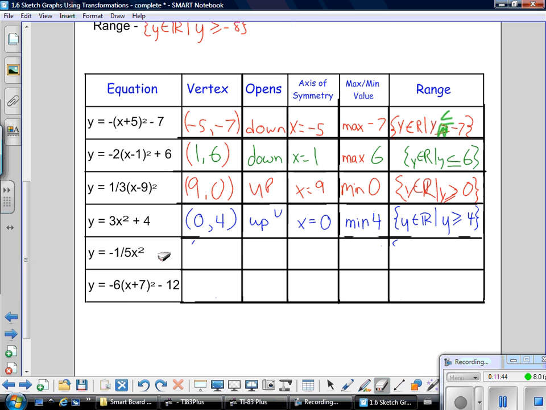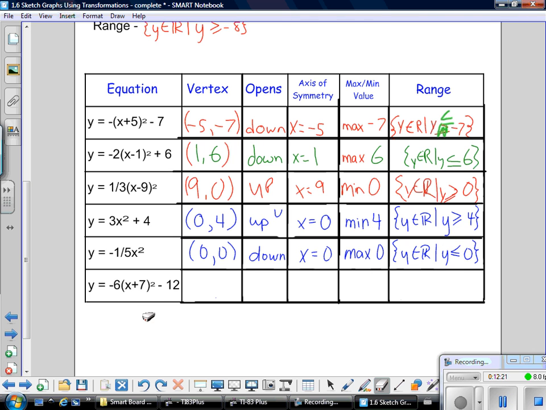The last two here, let's look at this. -1/5 x squared. So I have nothing in with the x. I have nothing added or subtracted, so my vertex is 0, 0. It opens down because the a is negative. Axis of symmetry is 0, which is the x coordinate. Because it opens down, it has a maximum value of 0. And the range, y is a set of real numbers such that y can never go higher than 0, so it has to be less than 0.